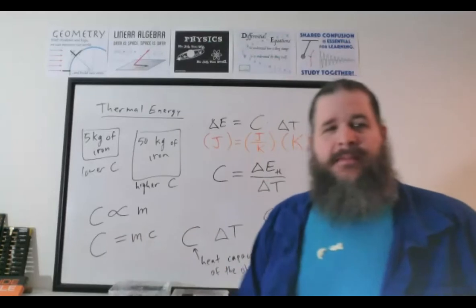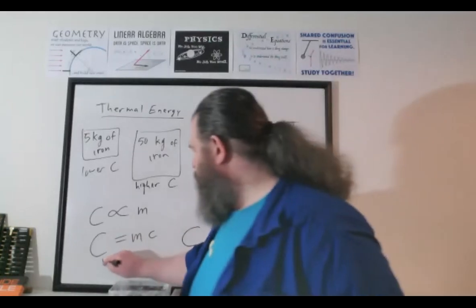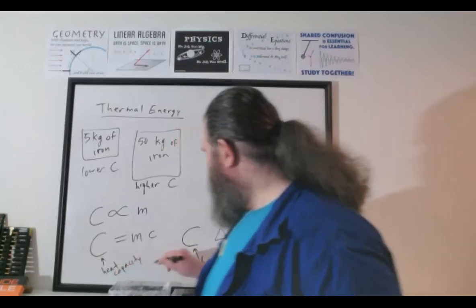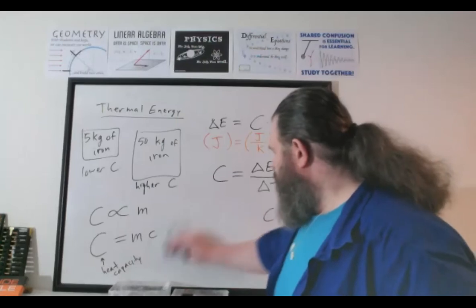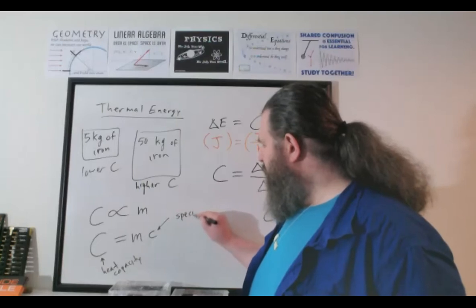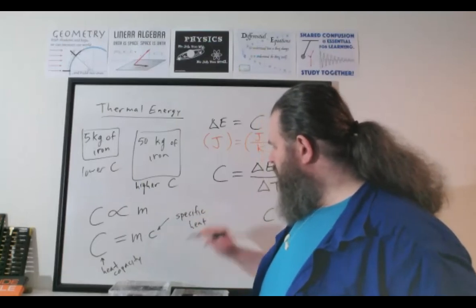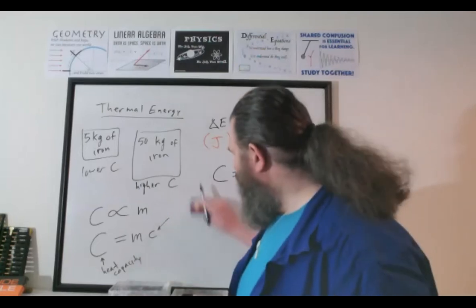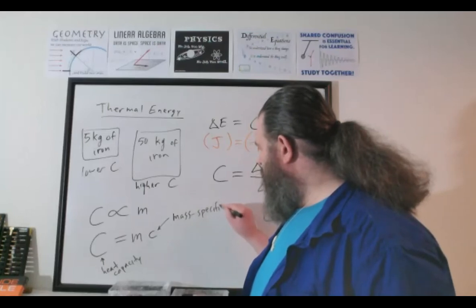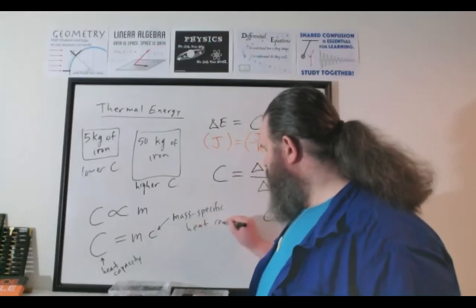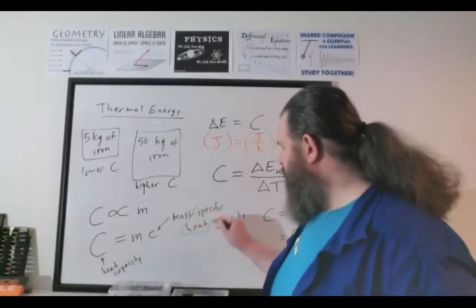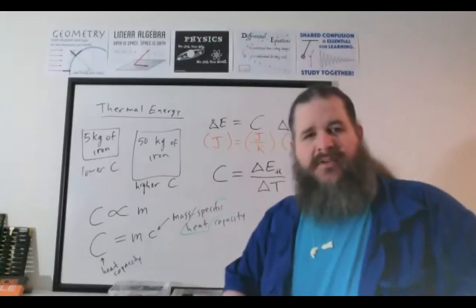So capital C is the heat capacity of the whole object. Lowercase c is called the specific heat. And that's kind of an abbreviation. The original term for it is mass specific heat capacity. But that's often just abbreviated as specific heat. But that's just an abbreviation.